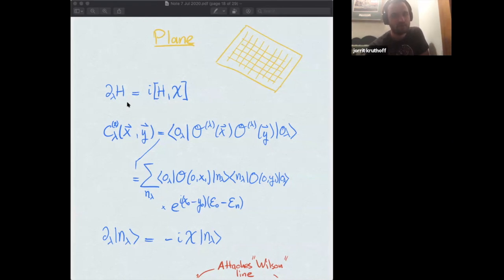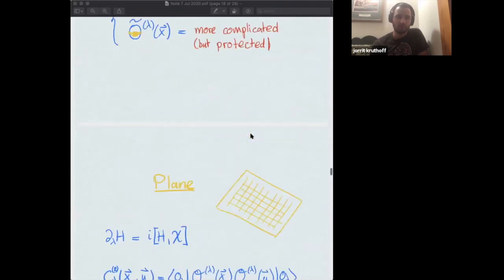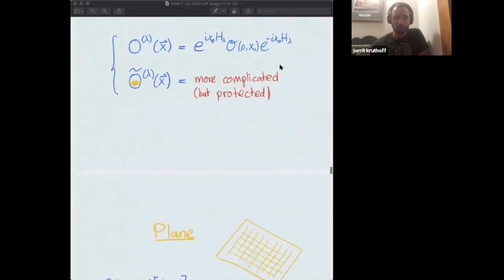So for simplicity, let me focus on a two-point function. Recall that the flow of the Hamiltonian is given by the commutator of the Hamiltonian with this operator chi. And the two-point function I want to consider, I'll denote it with C sub 2 sub lambda, and it is defined in this way. I take the vacuum state on the plane in the deformed theory, and I have two of these deformed operators, the ones that I wrote down here.